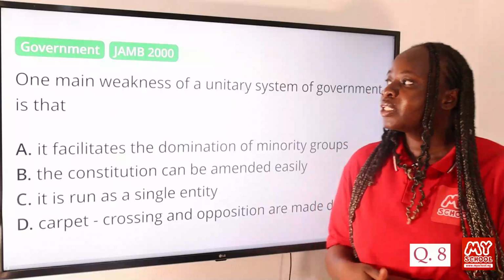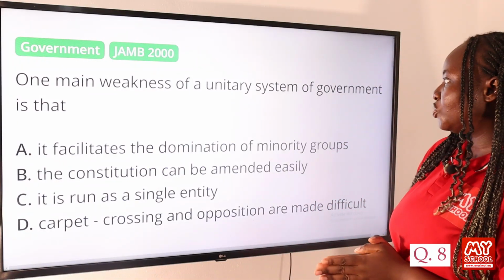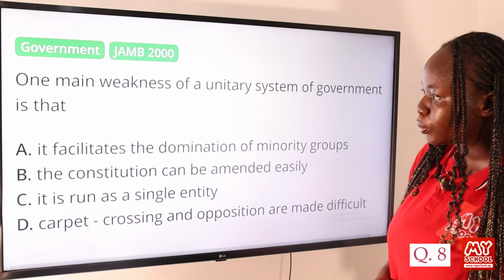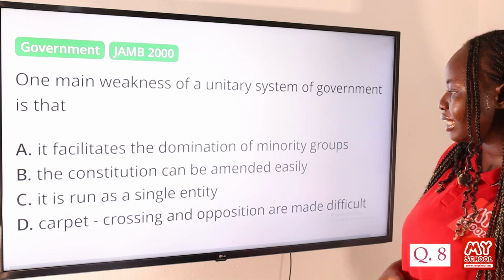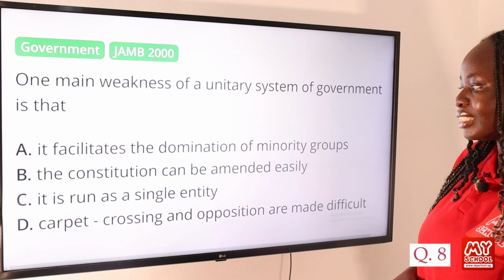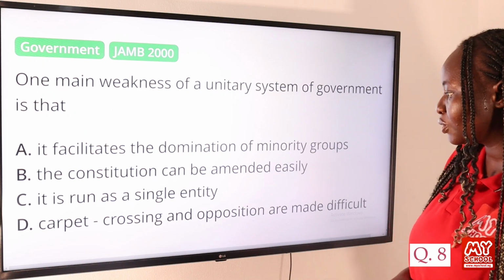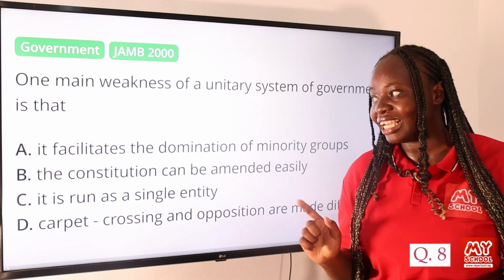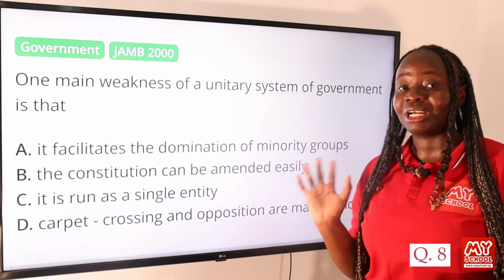Question 8. One main weakness of a unitary system of government is that A, it facilitates the domination of minority groups, B, the constitution can be amended easily, C, it is run as a single entity, and D, carpet crossing and opposition are made difficult. So the answer to this question is option A, it facilitates the domination of minority groups.